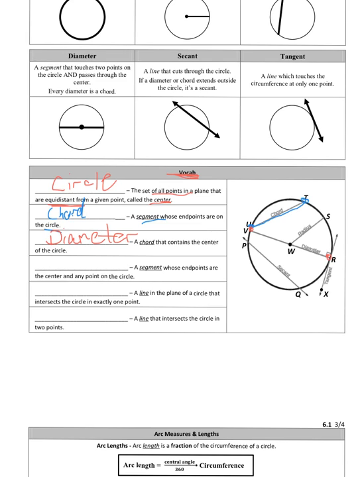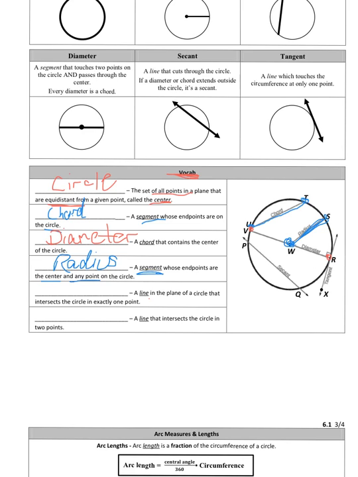This next one's referring to a segment whose endpoints are the center and any point on the circle. So I know it's coming from the center and then connects to any point on my circle. So what they're referring to here is the radius. The radius goes from the center to any point on the circle.